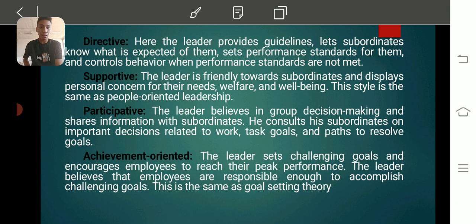Achievement oriented. The leader sets challenging goals and encourages employees to reach their peak performance. The leader believes that employees are responsible for accomplishing challenging goals. This is the same as goal setting theory.